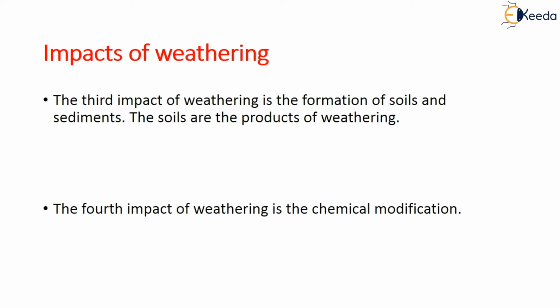Coming to the third impact, it is the formation of soils and sediments. These are mainly formed from the parent material. These are the products of the weathering. The soils are the products of the weathering, where it creates both the soils and the loose rock fragments. It also creates loose soil fragments or pieces.